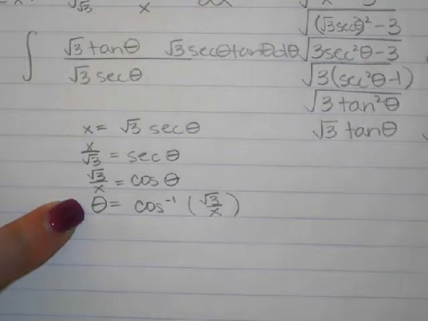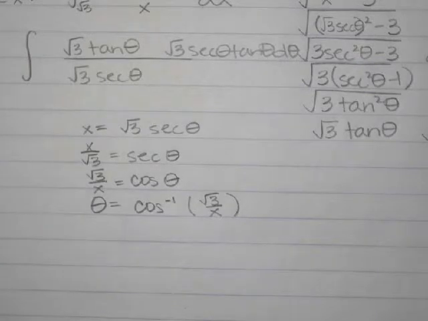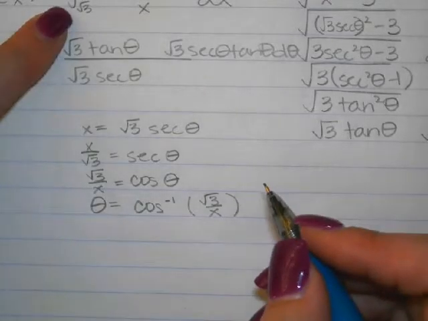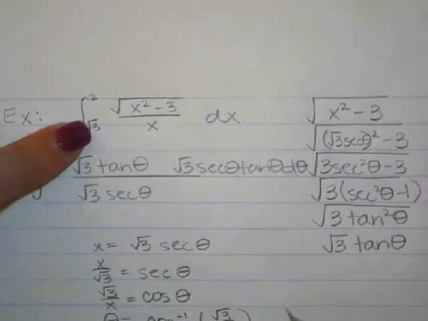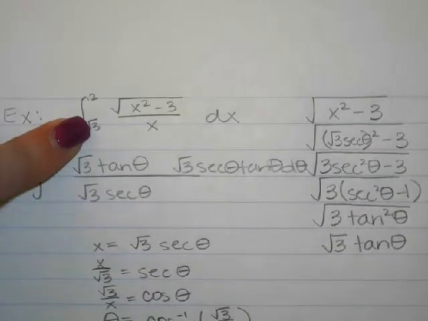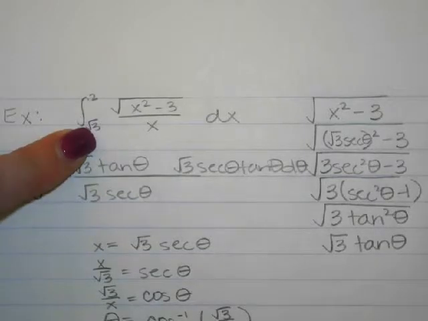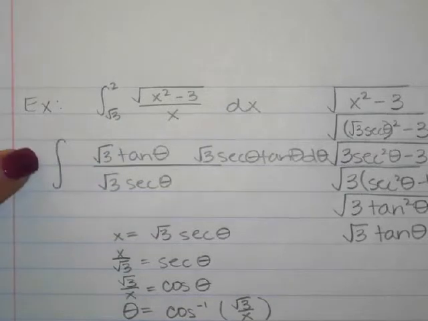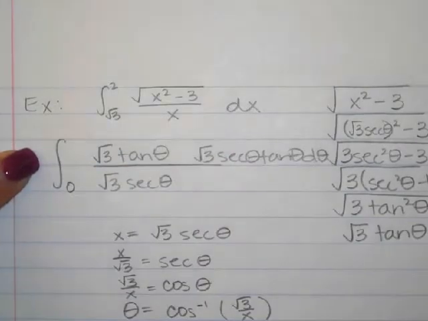And you'll notice our x values were positive. So what quadrants are we going to be looking in? 1 and 4, right? 1 and 4 are where they have positive values. Okay, so if we think about our two values right here, we have theta equals cos inverse of root 3 over an x value of root 3, which is cos inverse of 1. So where on the unit circle do you have an x coordinate of positive 1? At 0. So our lower bound is going to be 0.